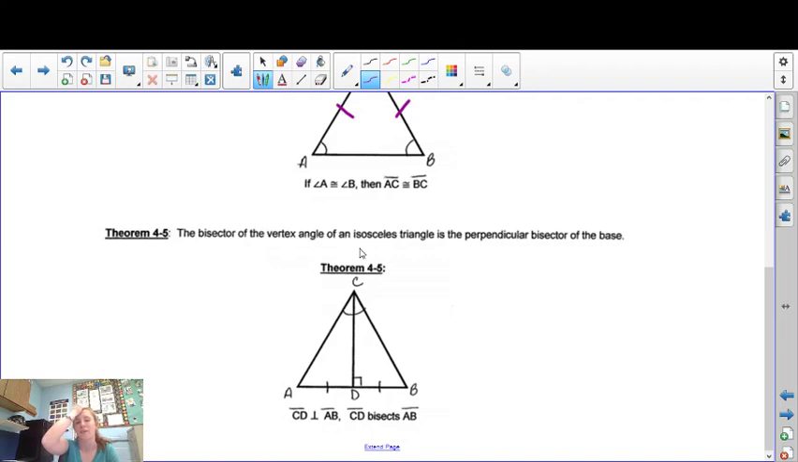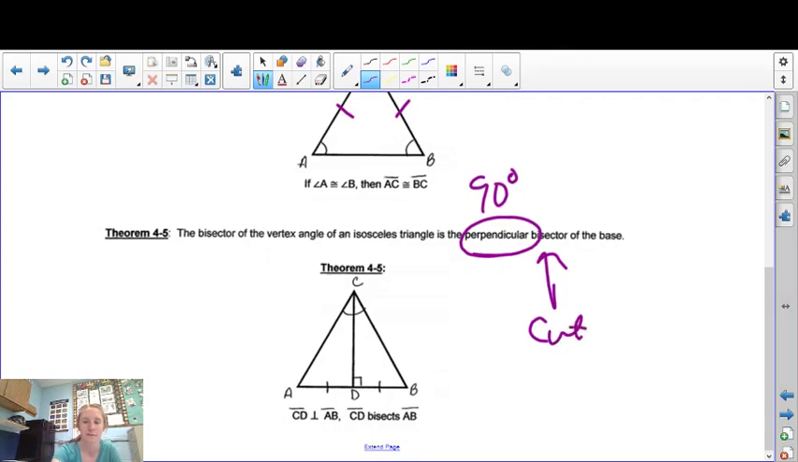Next one says the bisector of a vertex angle of an isosceles triangle is a perpendicular bisector. Perpendicular means creates a 90-degree angle. Bisector is cut in half. So this basically says that if angle C, which is my vertex angle, gets cut, my new line CD creates a 90-degree angle when it hits the base, and it also cuts the side in half. So AD is congruent to BD.